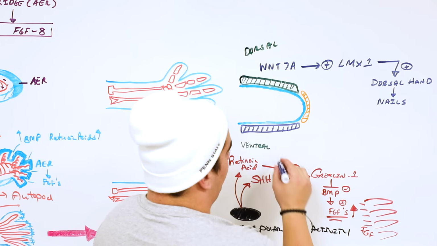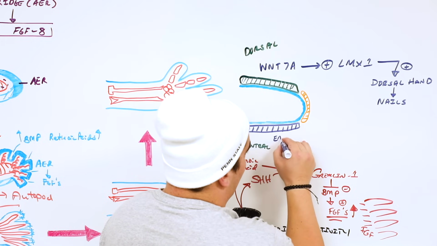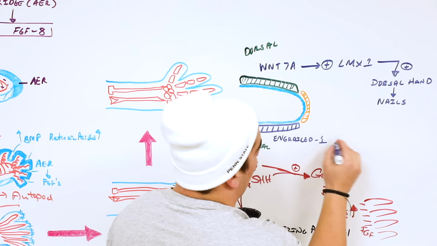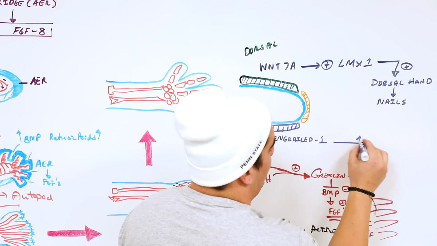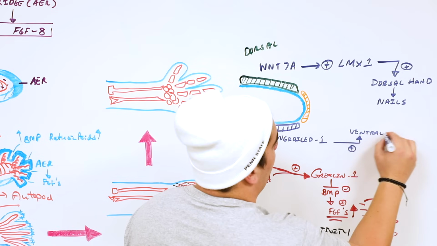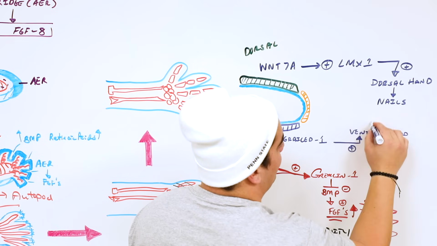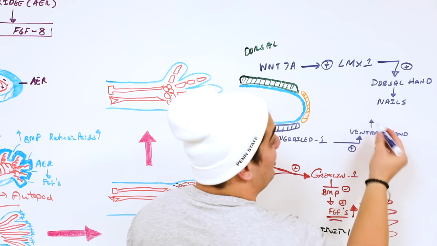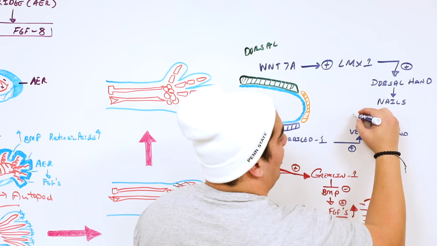The ventral, right? The ventral is by this process of engrailed 1 genes. When these are activated, they are going to stimulate the ventral growth of the hand. And what is one way that we can distinguish that? The ventral hand growth is going to be via what process? This is going to be from the actual fingerprints.